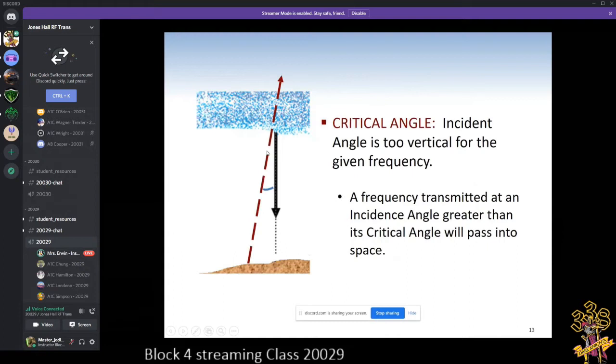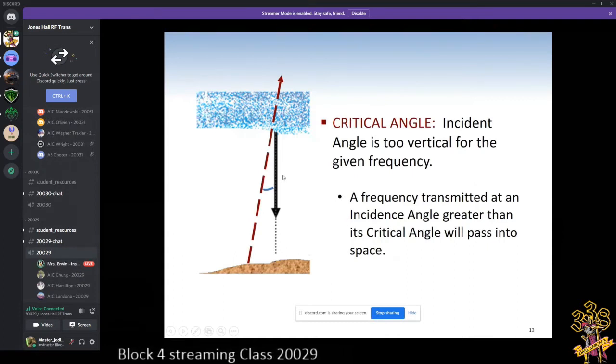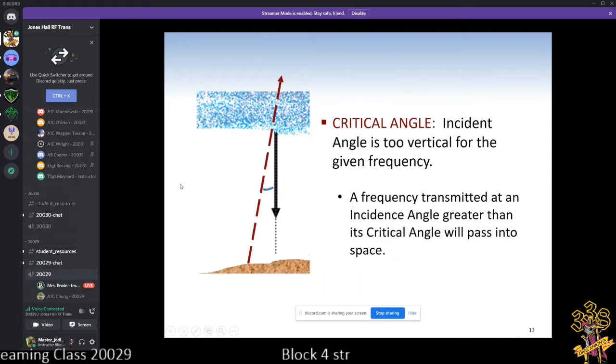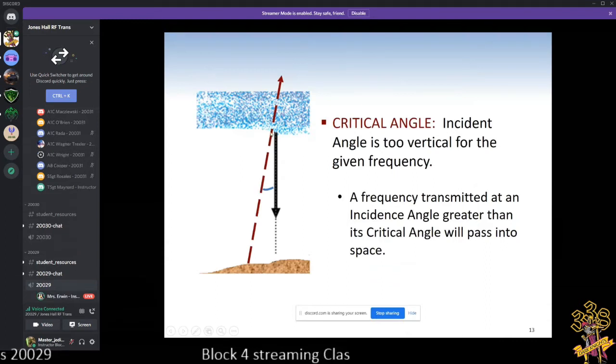You're going to have a critical angle. Critical angle is when the angle is too vertical for a particular frequency, and like I said, it'll just go right on out into space. Now, a critical angle for one frequency is not going to be the same for a different frequency. So for the particular frequency you're operating on, you're going to have a critical angle. If your angle is greater than that, or more vertical than that, then you're not going to have any communication because you're going to lose your signal.